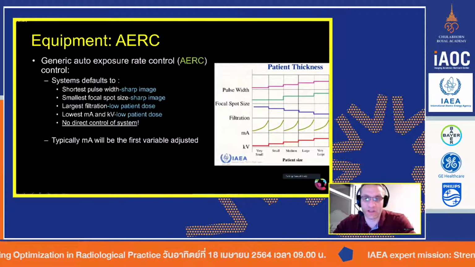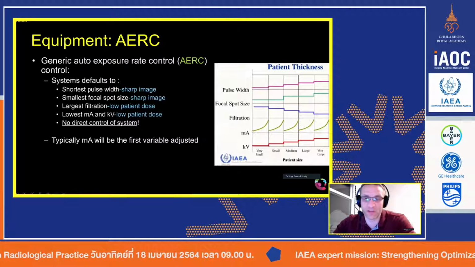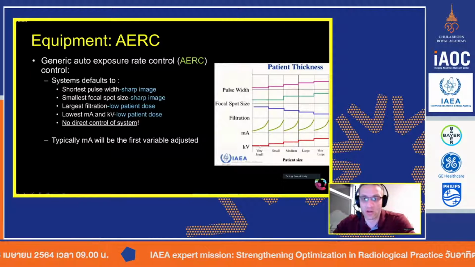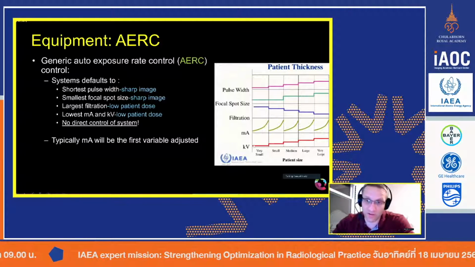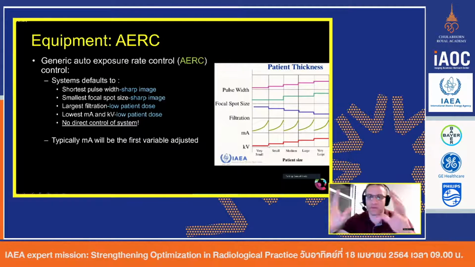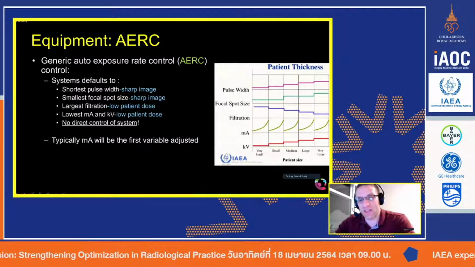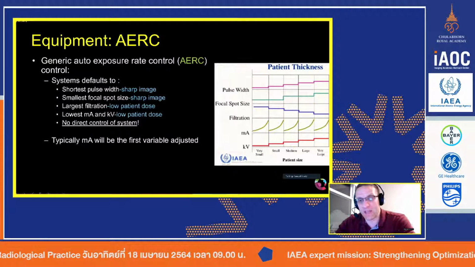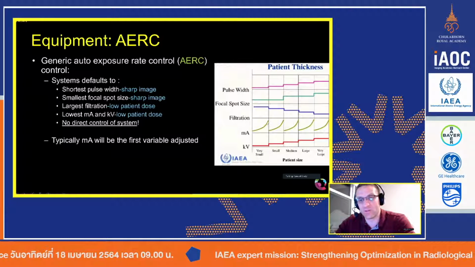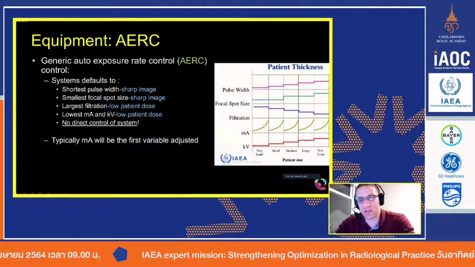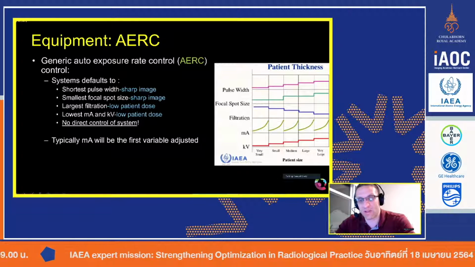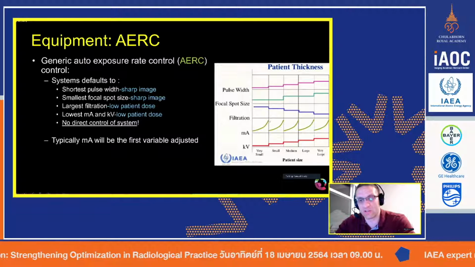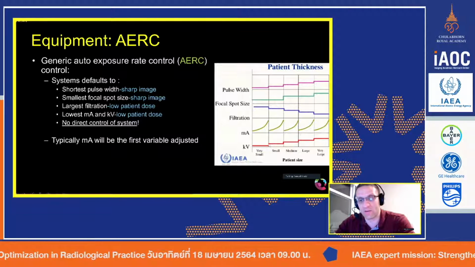Typically, if you look at these plots here, mA will be the first variable to change. So if you have a patient that's typically small, but now there's obviously going to be very, very small and not so very small. Obviously, there's a continuum of sizes here. So in this case, the kV will be constant, the filtration, the focal spot, the pulse width will all be constant, but the mA will change over that continuum. And mA will always ramp up as high as it can, trying to keep everything else constant. Because if we absolutely have to change anything, the next time we change things, the mA will come down, but the kV will come up.